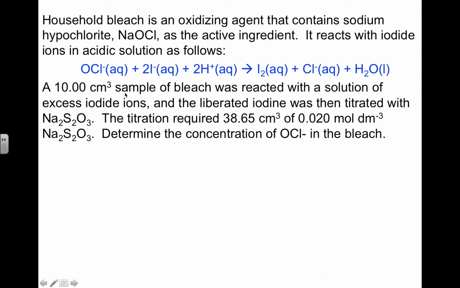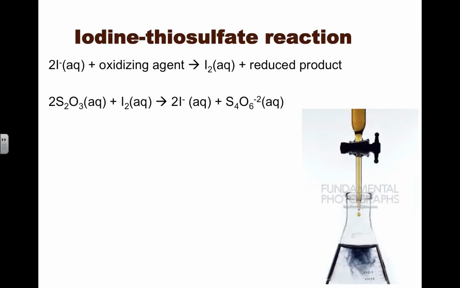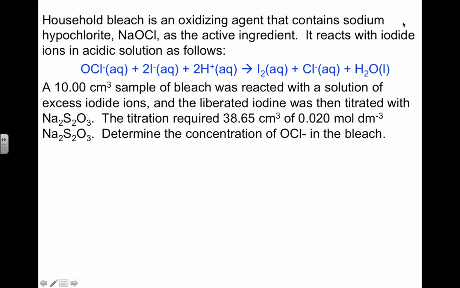Okay, here's an example. And, well, let me go back. And we have starch sitting in our solution so that the moment we have excess iodide ions, we get the dark bluish purple color. I think we had some people last year who titrated bleach, some people who titrated vitamin C. Both of these can be done with iodine, so you use that starch indicator. Okay. A household bleach is an oxidizing agent that contains sodium hypochlorite as the active ingredient. It reacts with iodide ions in acidic solution as follows.